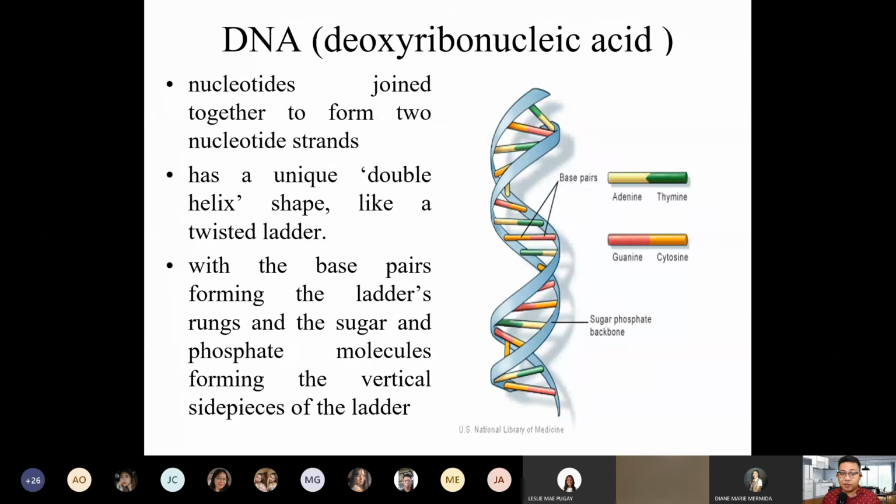Nucleotides join together to form nucleotide strands, and these strands have a unique double helix shape, like a twisted ladder. Okay? Ito pa itsura niya. Ito mismo. The base pairs are forming the ladder's steps, and yung tabi are made out of your sugar phosphate backbone. Yung base pair, imagine yun yung steps bago yung mismong hawakan or yung handle. These are your sugar phosphate backbone.